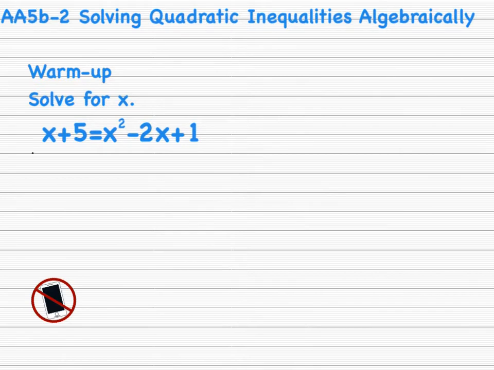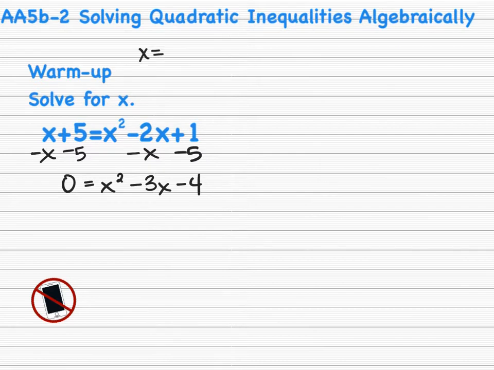So what I'm going to do is I'm going to take away this x. I'm going to take away this 5. So I have 0 equals x squared minus 3x minus 4. So my two options to solve this are factoring and using zero product property, and the quadratic formula. Either of those are acceptable.